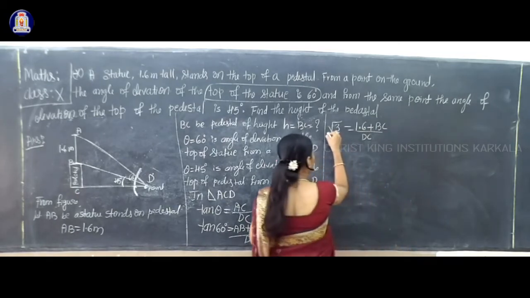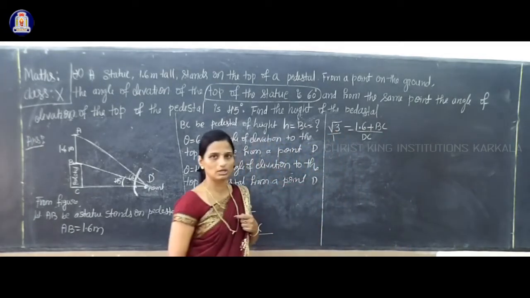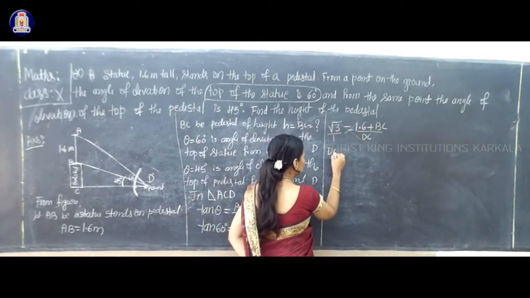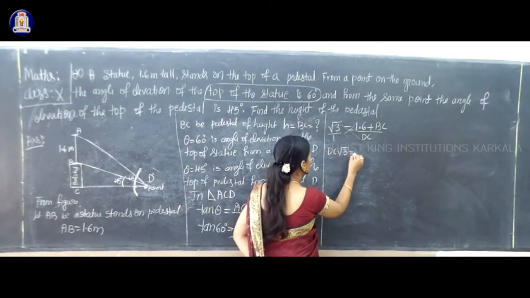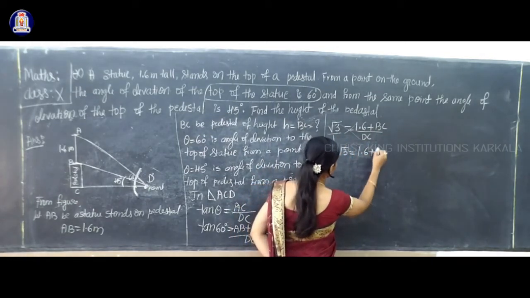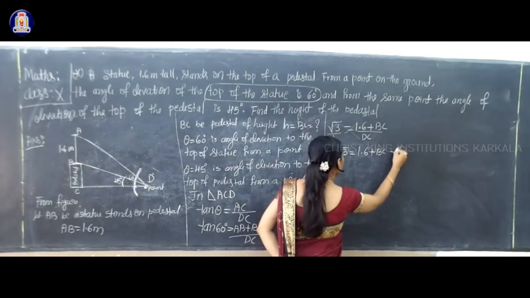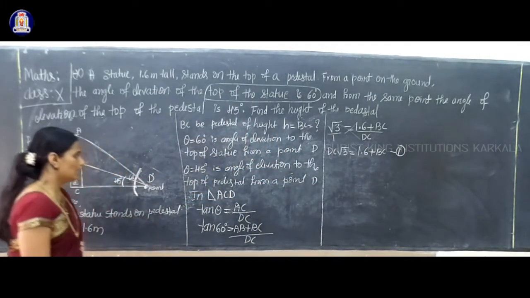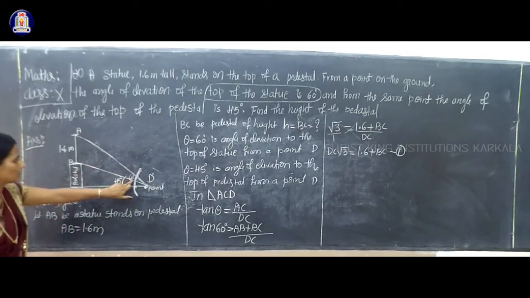Now cross multiply. Root 3 means it is root 3 by 1. Cross multiplication will get BC into root 3 is equal to 1 into 1.6 plus BC. Let it be equation number 1. Now don't simplify that, keep it as it is. Now next, 60 degree we completed.